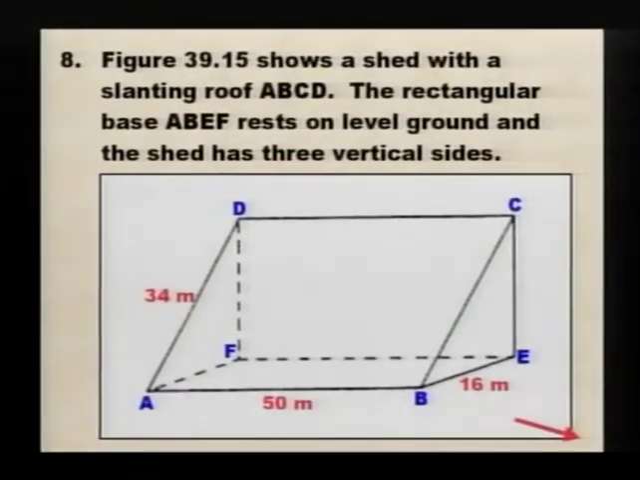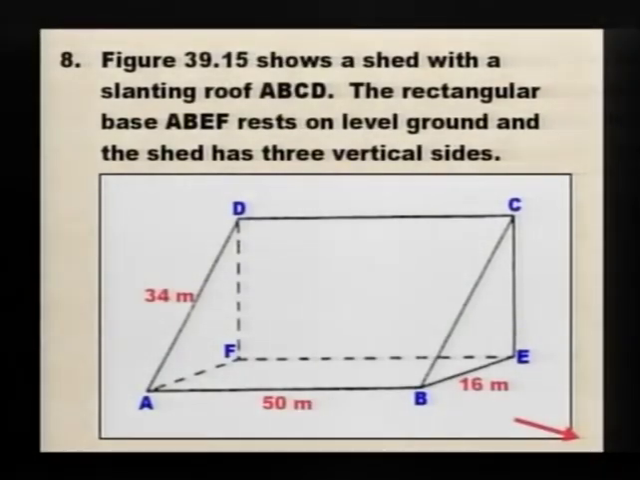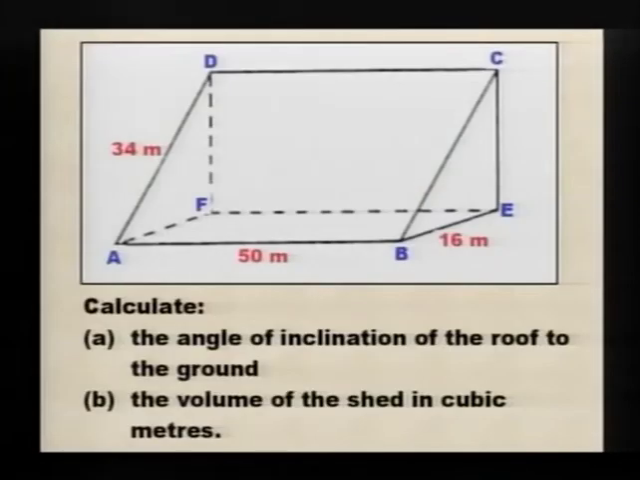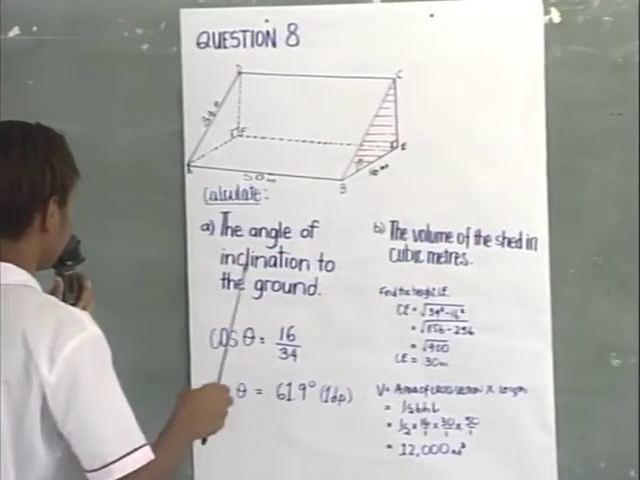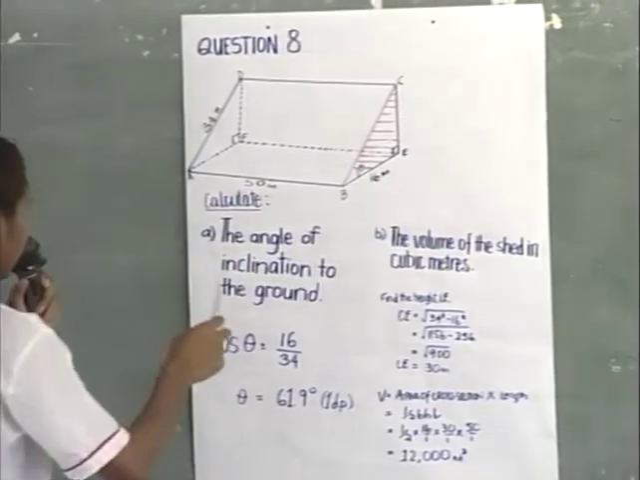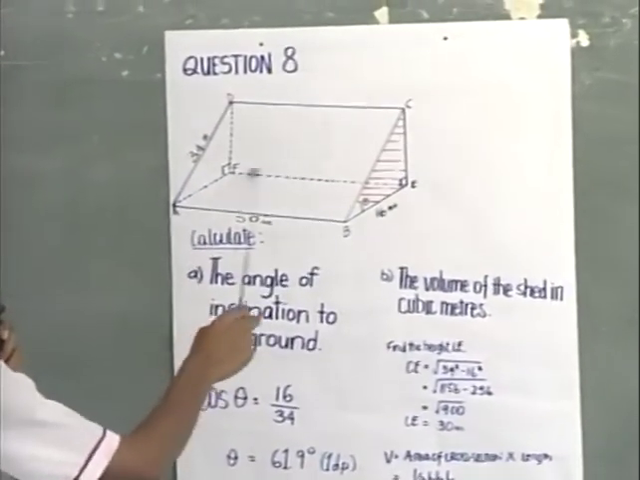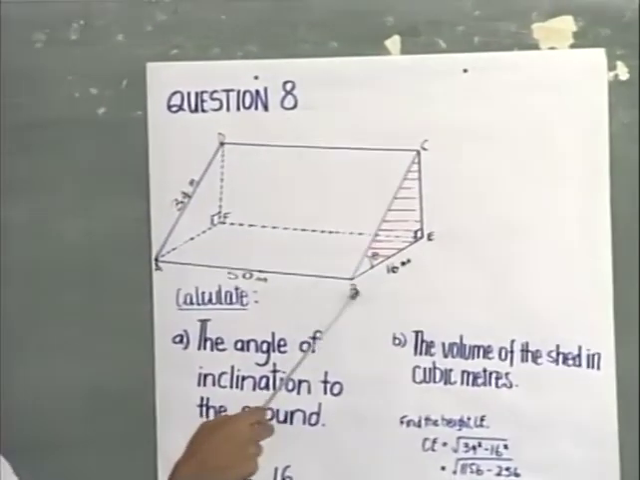Question 8 reads, figure 39.15 shows a shed with a slanting roof ABCD. The rectangular base ABEF rests on level ground and the shed has 3 vertical sides. We are asked to calculate the angle of inclination of the roof to the ground. So the angle is the angle between the plane ABCD and the base ABEF.